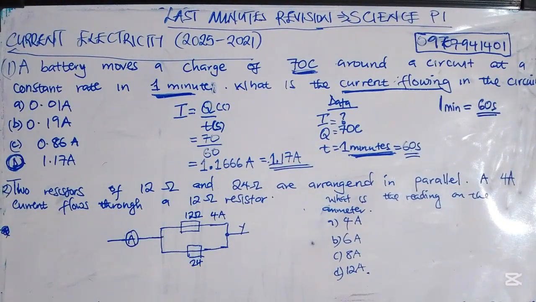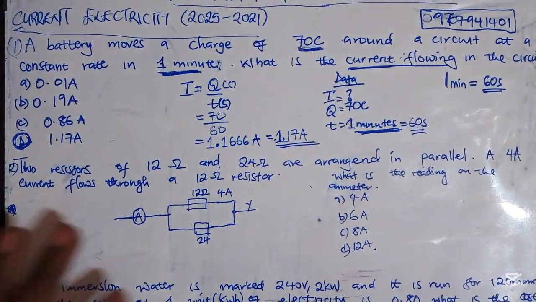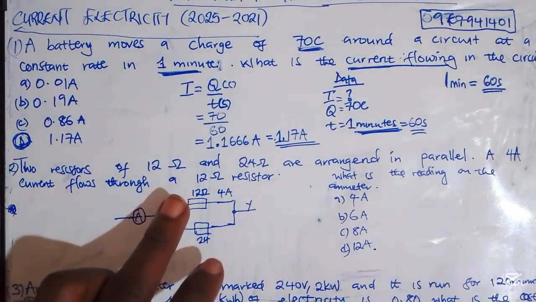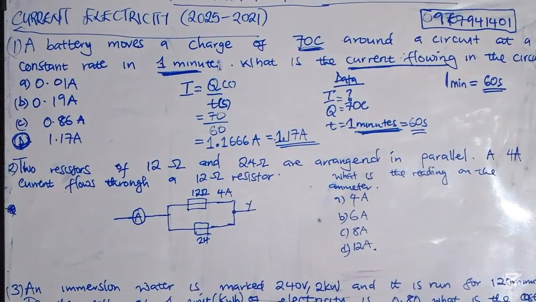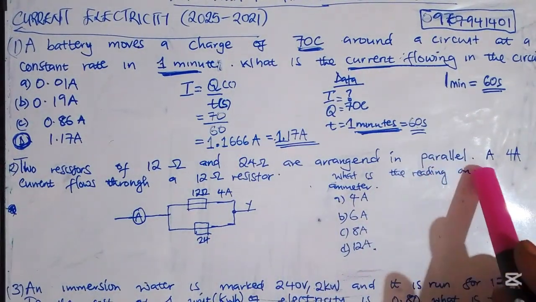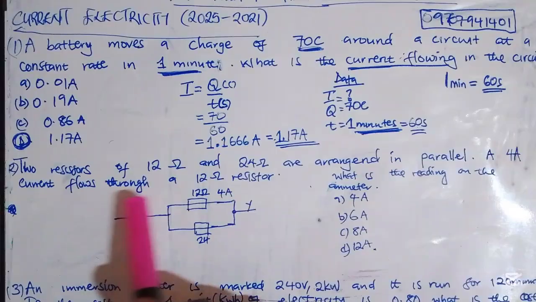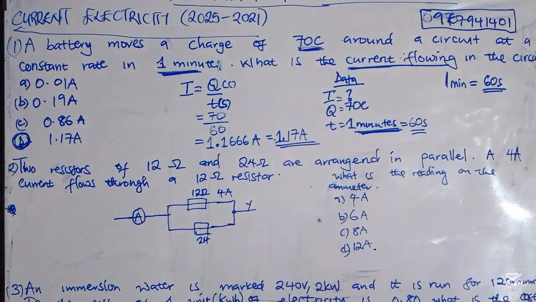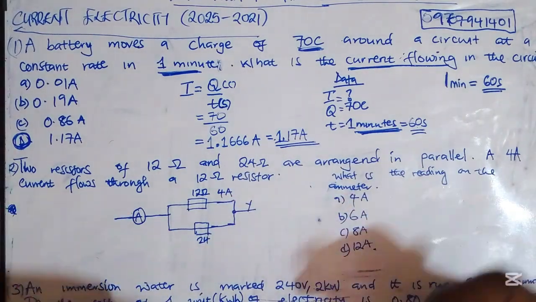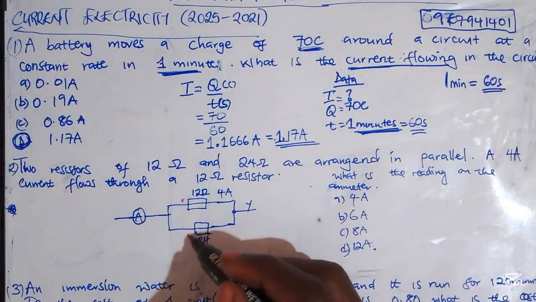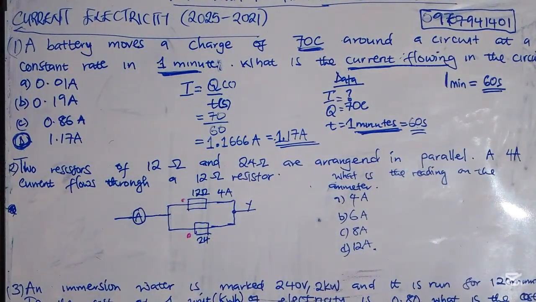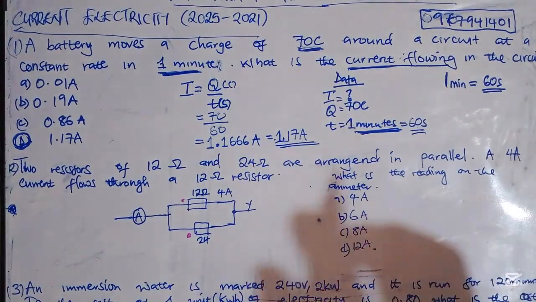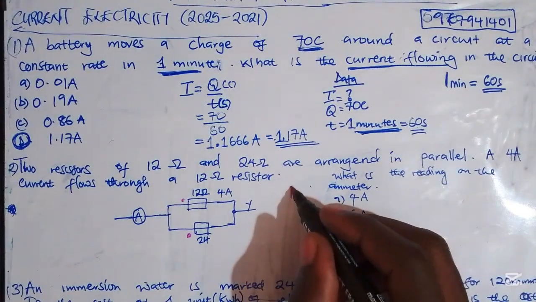So moving on to our second question, which is saying two resistors of 12 ohms and 24 ohms are arranged in parallel. A 4 amp current flows through the 12 ohm resistor. So here we are saying that these two resistors, this one and this one, are connected in what? In parallel. How do we know that these two are connected in parallel? You look for what? For the junction. What did I say the junction looks like?